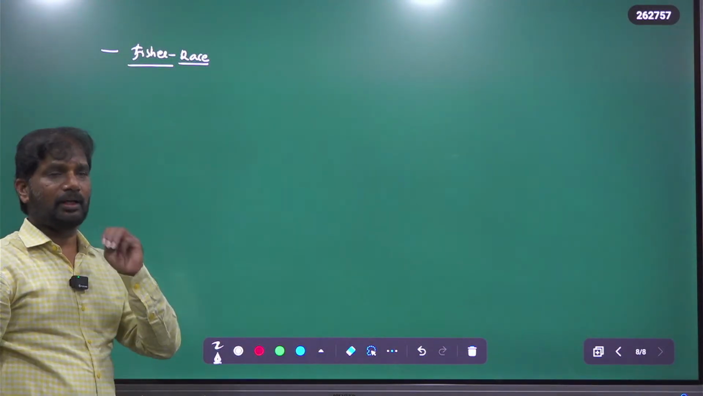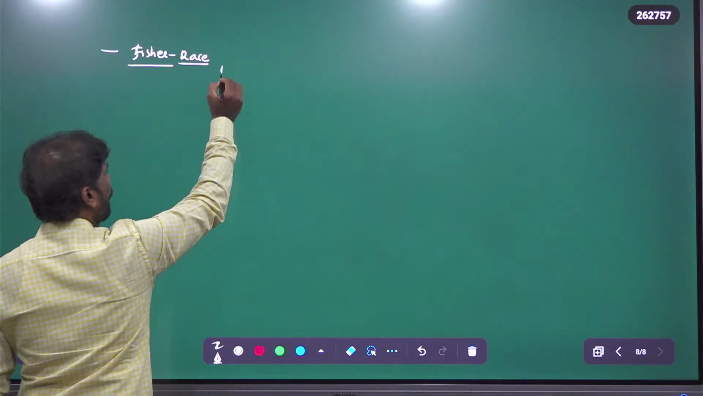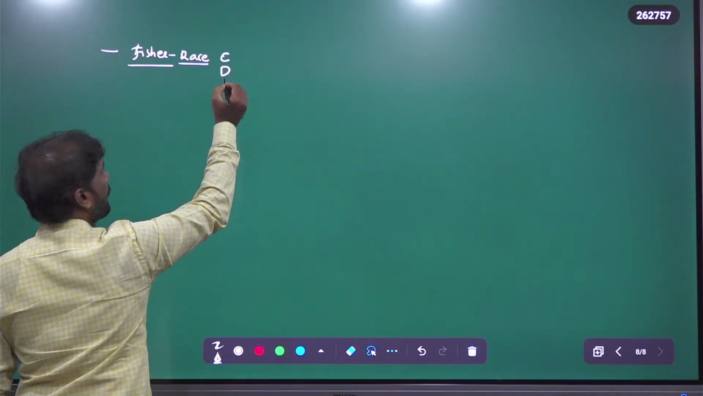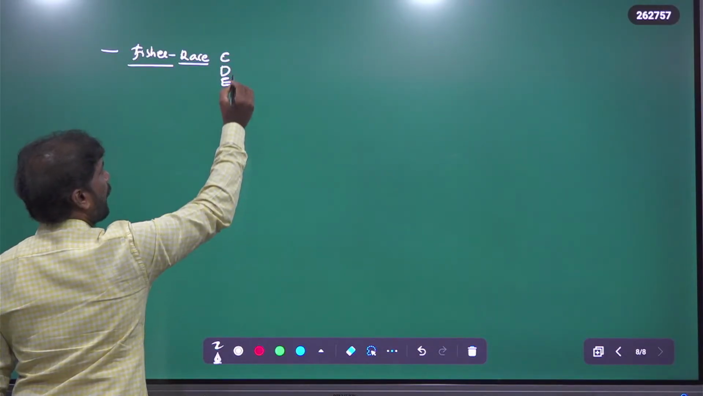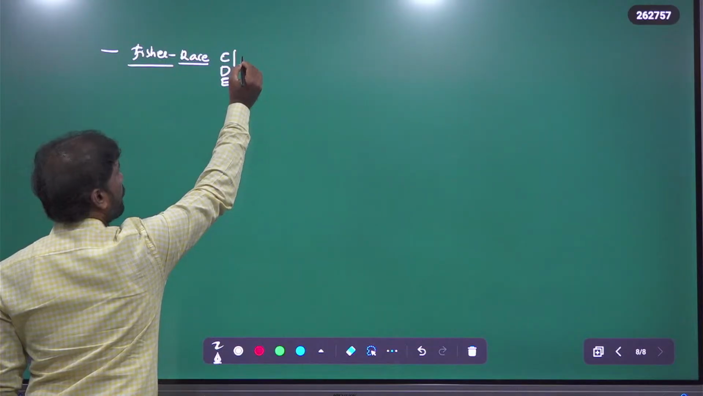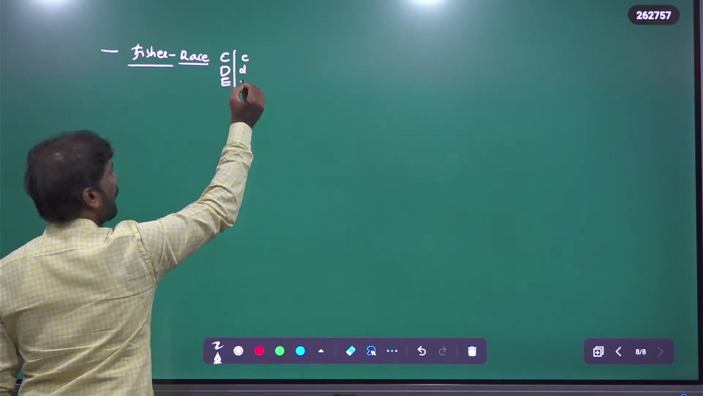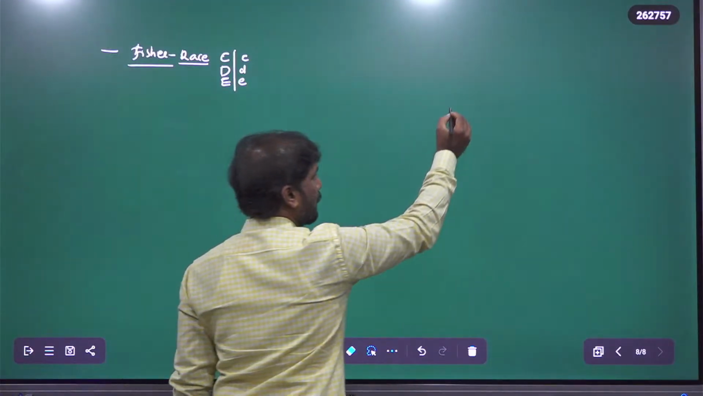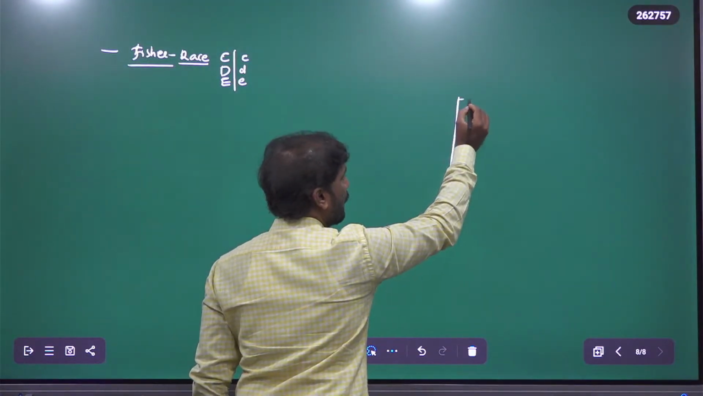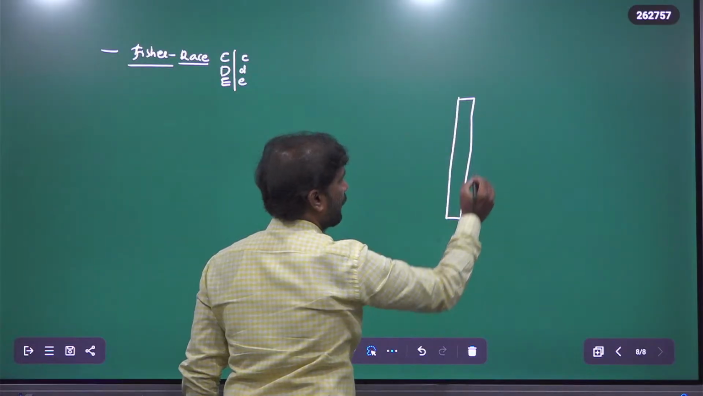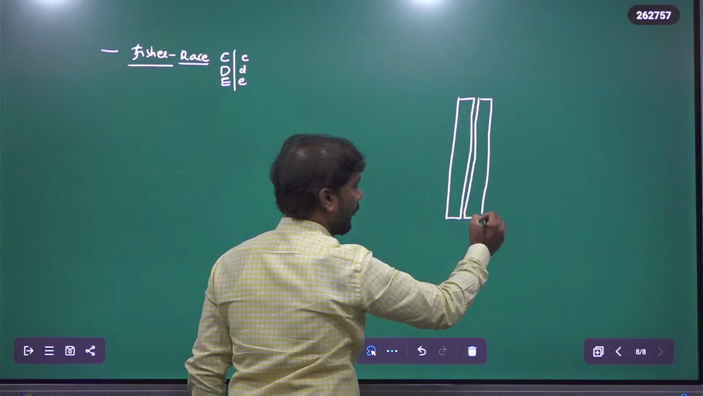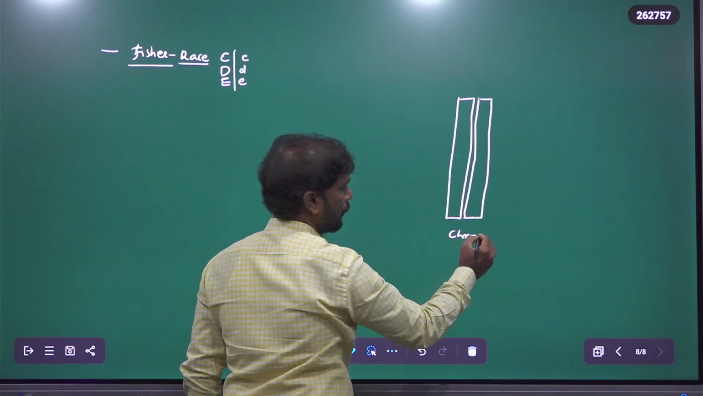Three alleles are identified. One is D, that means C, D, E, or either small c, small d and small e. These are present on chromosome 1. So here it is chromosome 1.